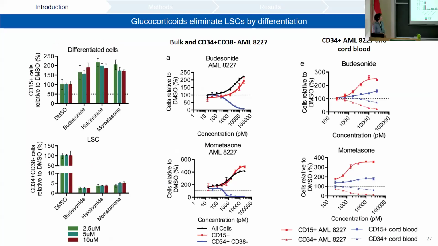And for the glucocorticoids, what they saw is that they caused, at any concentration, a massive differentiation of LSCs into these CD15 positive, more mature cells, and that budesonide and mometasone, while they were toxic against LSCs, allowed this expansion of more mature leukemic cells. And the same thing occurred in comparison to normal cord blood, but those drugs were, again, more toxic against the AML cell lines.